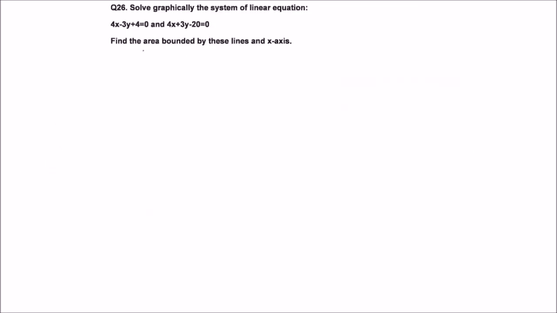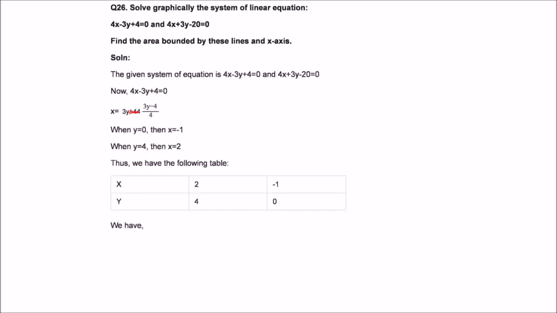We'll find the area bounded by these lines and the x-axis. We'll make two lines. The first line is x equals (3y minus 4) by 4. Find these coordinates. The second one is x equals (20 minus 3y) by 4. These are the coordinates. When y equals 0, you get 5, and when y equals 4, you get 2. Now this is the area we are talking about.